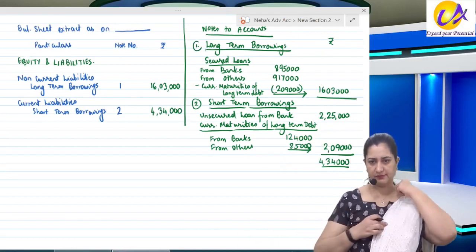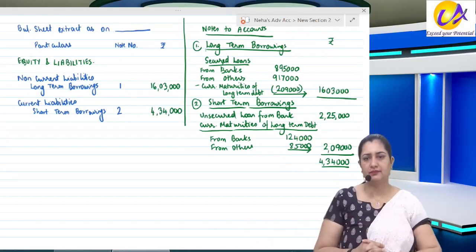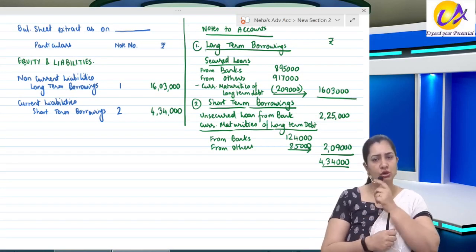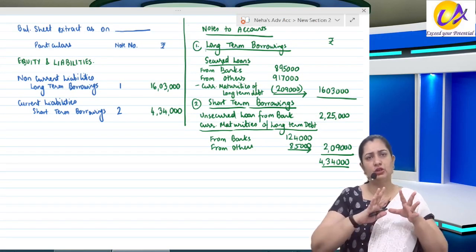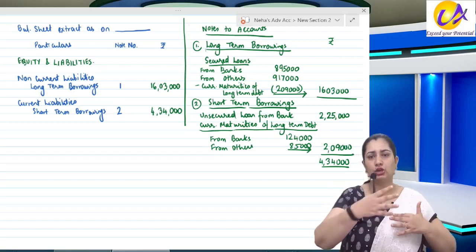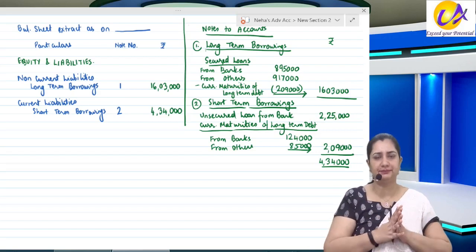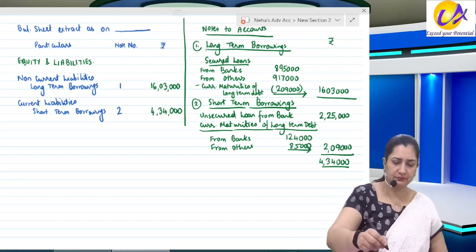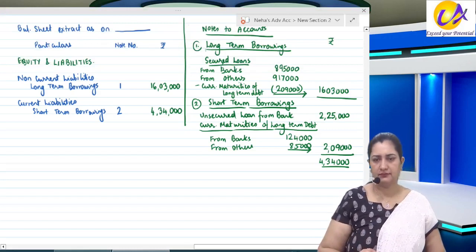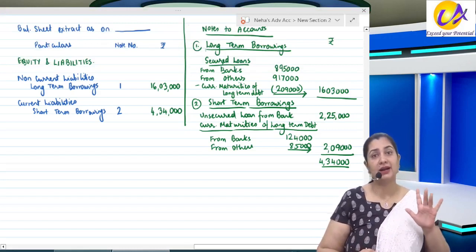$4,34,000. So simply speaking, you have the full amount, but you just have to break it up between current and non-current, and show it properly. Okay. 5 marks, important.